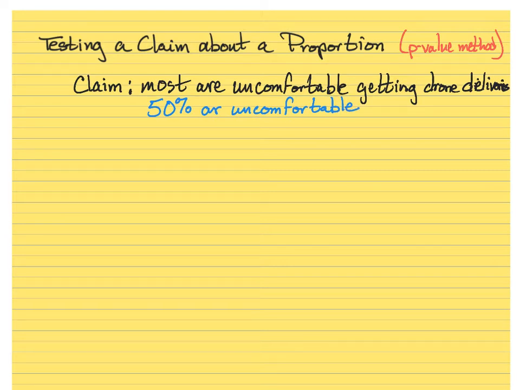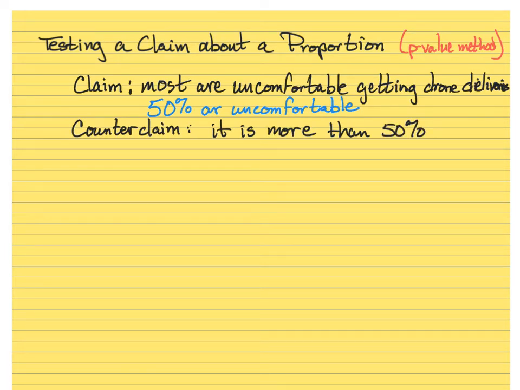Getting their stuff delivered by drones. Okay, so we might see that claim and we might say, well, whoa, we think that's way too low. We think it's more than 50%. So we actually have what I'm going to just call, real loosely, a counterclaim, and that is it is more than 50%. So the first thing to notice is that this is a claim about a percentage of something, a proportion, right? Remember when we talk about proportions, we mean percentages. So that's the claim, okay?